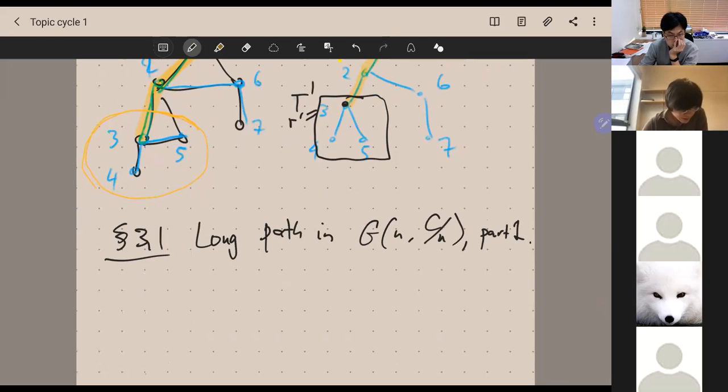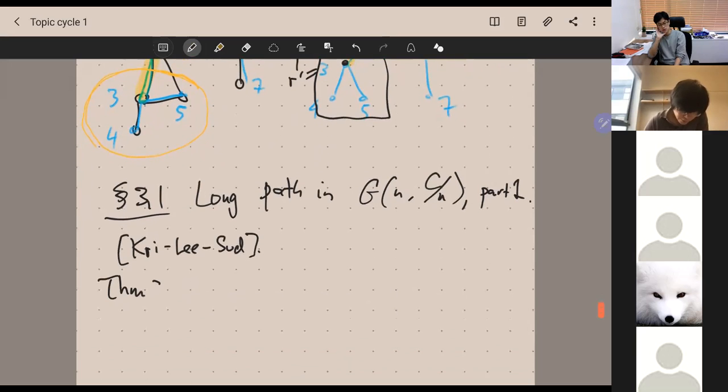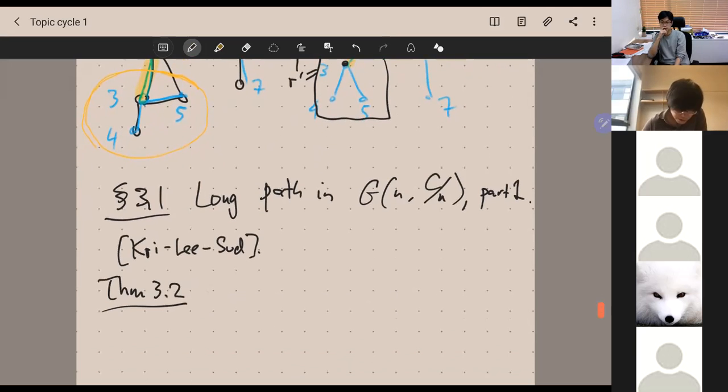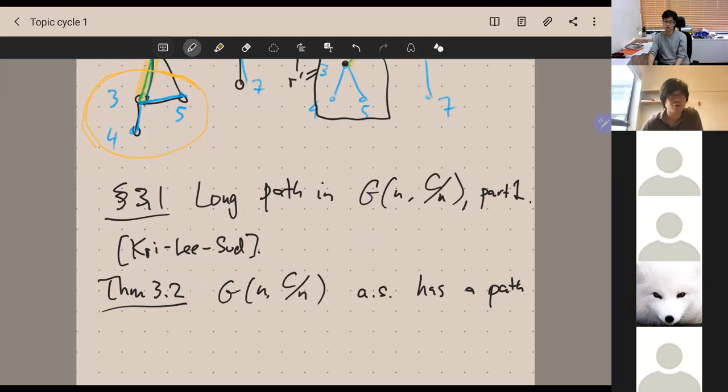Okay. So this following result is due to Krivelevich, Lee, and Sudakov; I will give their proof. It says that G(n, C/n), when we take C sufficiently large, almost surely, meaning the probability tends to 1 as n goes to infinity, has a path not only linear in n, actually an almost spanning path.